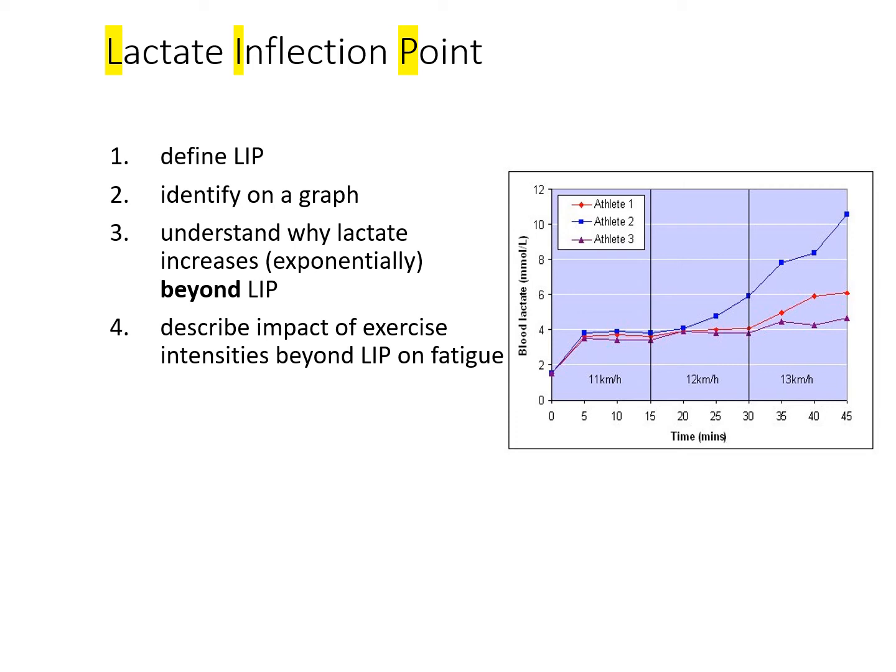Now, in terms of looking at various athletes, you can have a look here. The blue line here, at 4 millimoles of lactate, they reach LIP, which is equivalent to working for 20 minutes, finishing at 12 kilometers an hour.